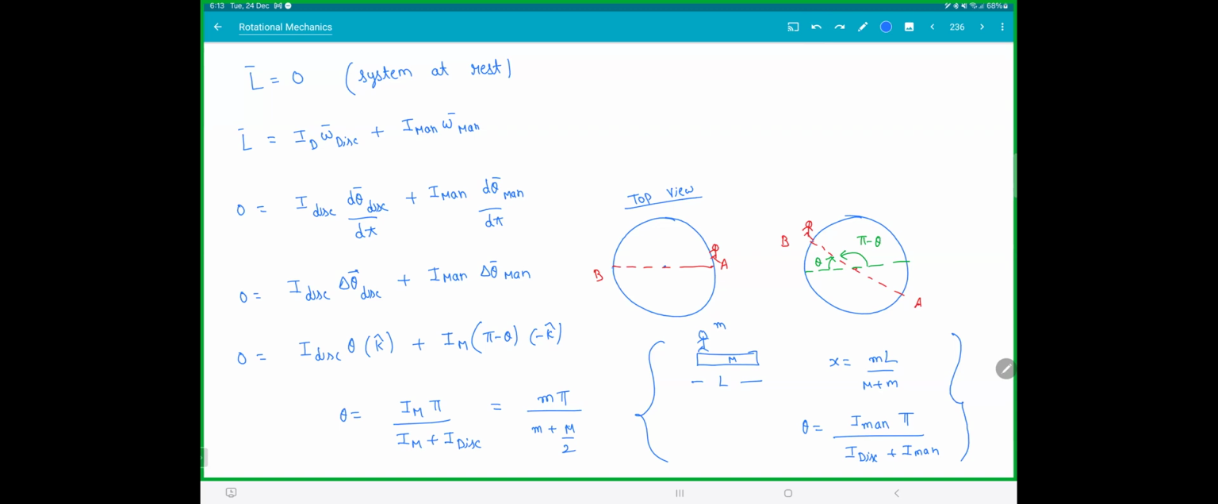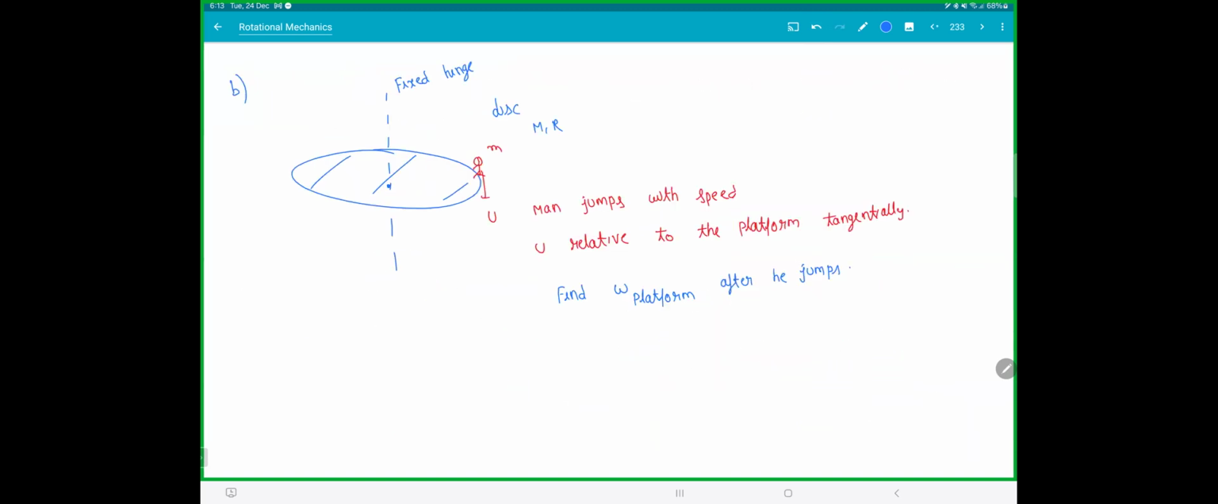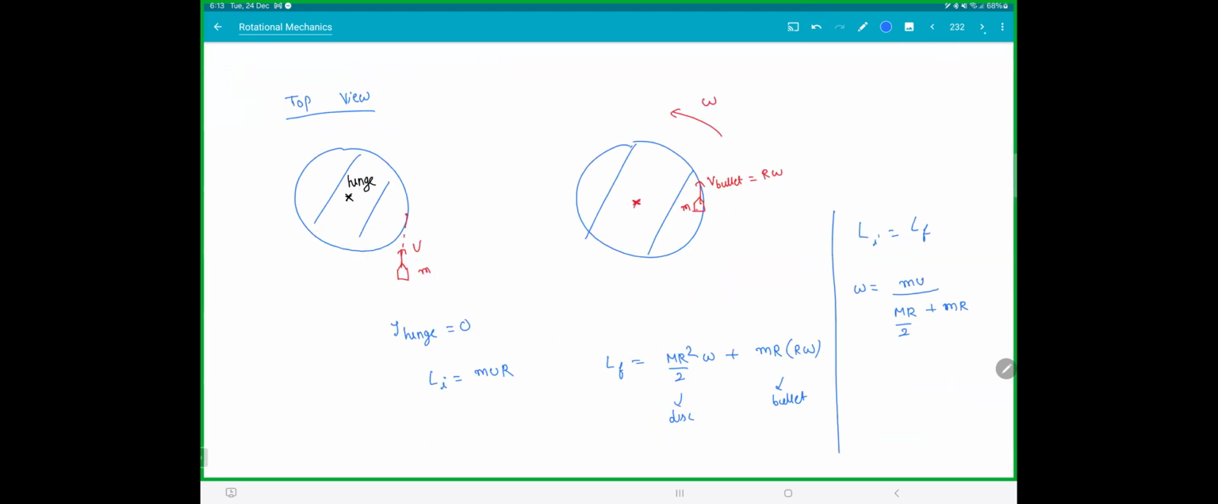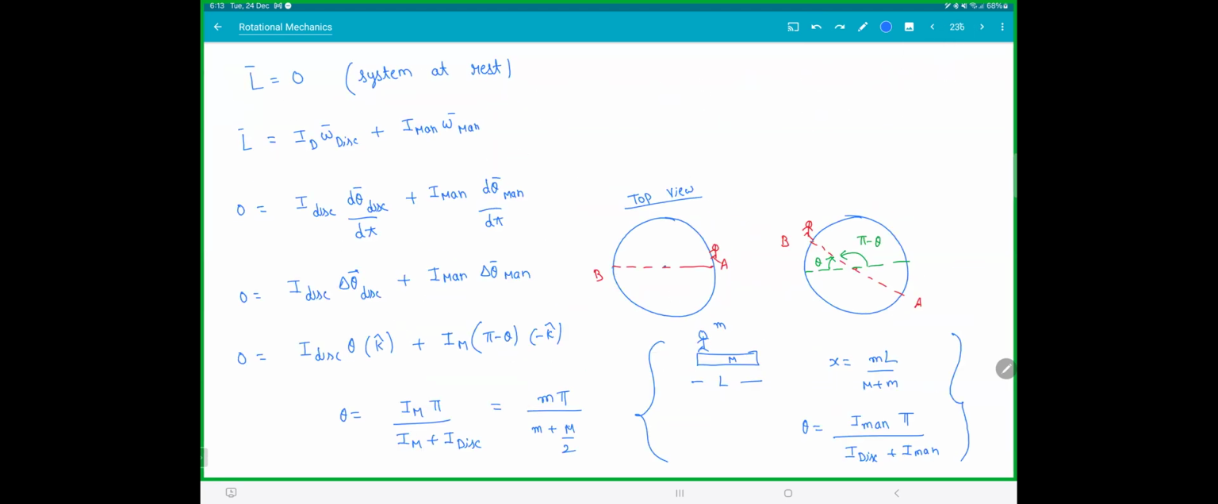Is this clear, everyone? There, disc problems. Out of the three, this was a good one. So you have a problem like bullet going and getting stuck, man jumping from the plank, and then man walking on the plank. Clear? Next one.